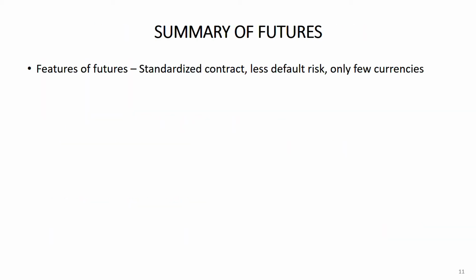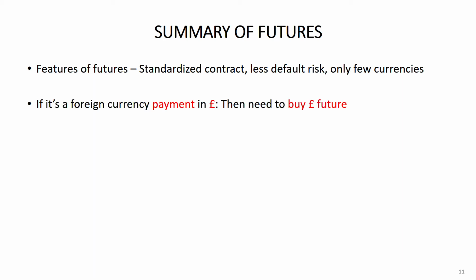Features of future. These are some features. Contract is standard, right? Less default risk because we have a margin account, and only a few currencies. Future does not deal with all currencies. We don't have it in dollars. It only deals with a few currencies. So if there are some currencies for which there is no future and you want to hedge it, you cannot hedge it using future. So that is a disadvantage, right? Make sure that you know the advantages and disadvantages.